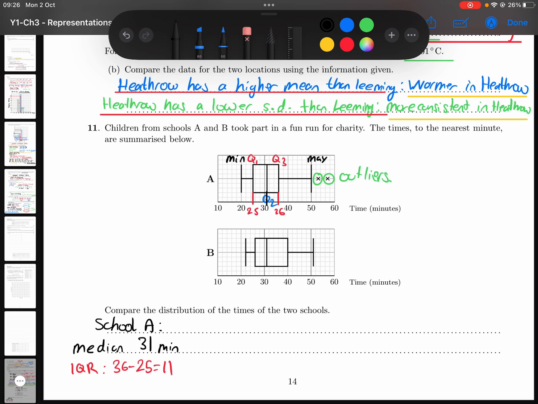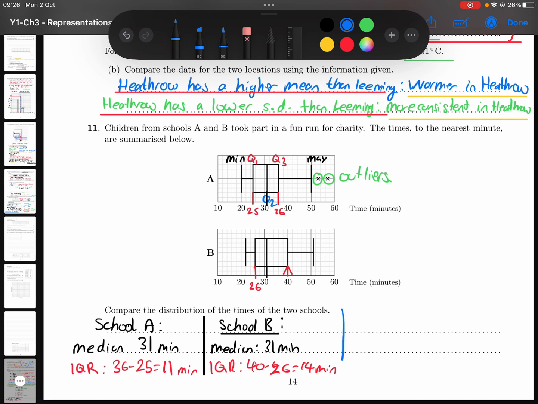Now let's repeat that process for school B. The median looks to be very similar, about 31 minutes. For the interquartile range, we have a lower quartile of about 26 minutes and an upper quartile of about 40. So we get an interquartile range of 40 minus 26, which is 14 minutes. Adding on the units.